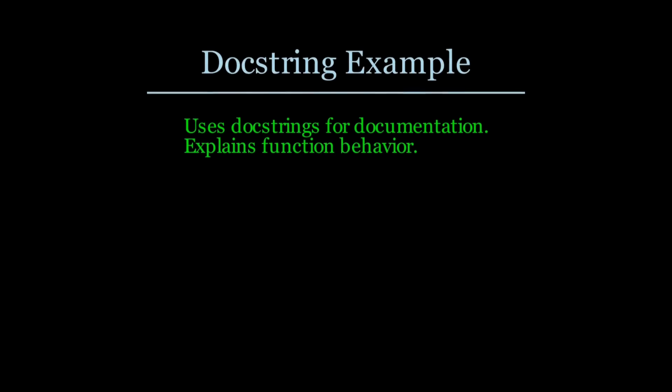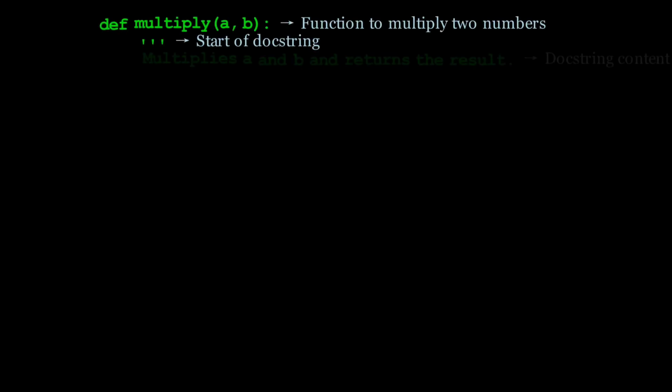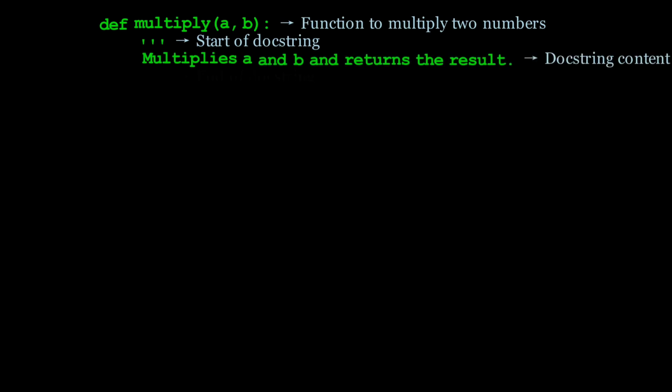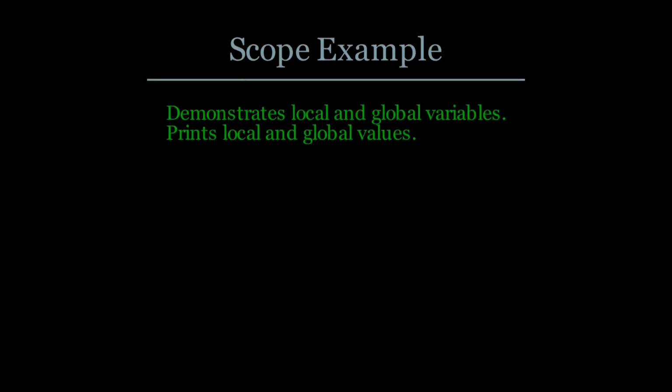Next we have the docstrings. They are used to document the functions in Python. They appear as the triple quote string immediately after the function definition. This multiply function includes a docstring explaining what the function does. The docstring helps the developers to understand how to use the functions. They are accessible through the help function or IDE tooltips.